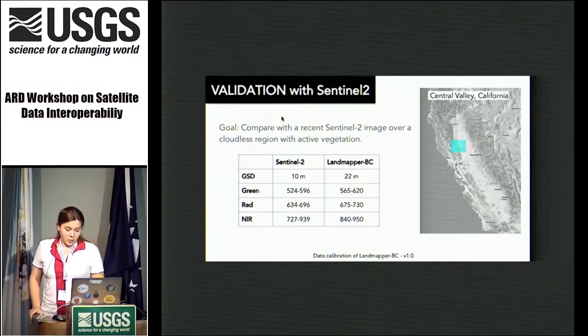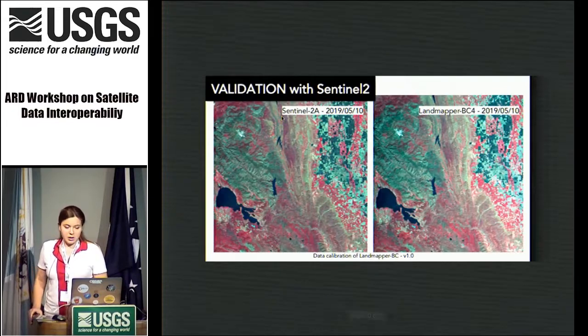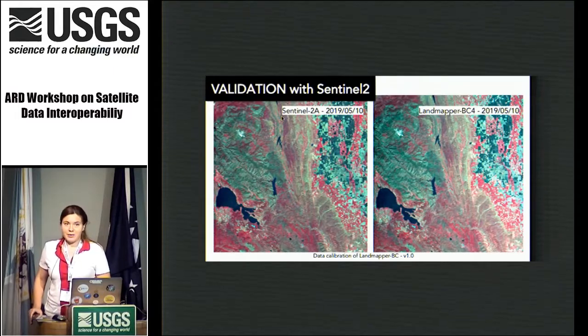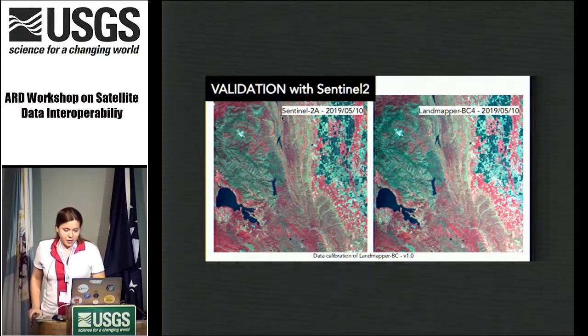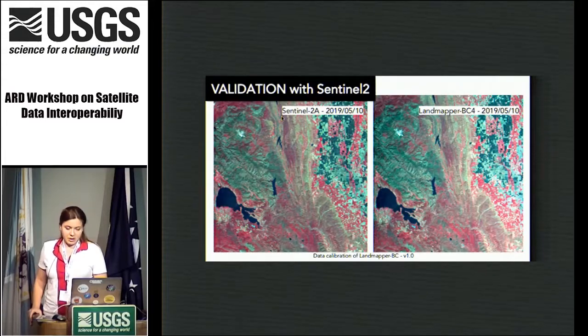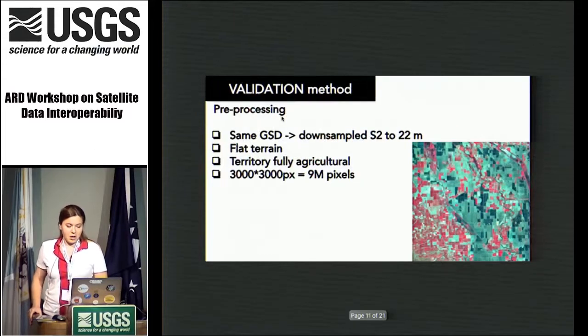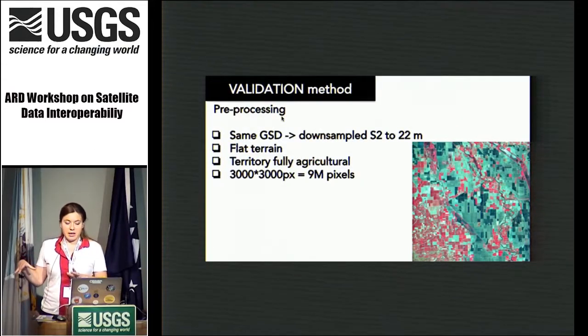And so we found one of these images. This was May 10 over Central Valley, California. The visual product with some min-max stretching looked great for both. But talking specifically about the values response, I narrowed the area a little and did some pre-processing.